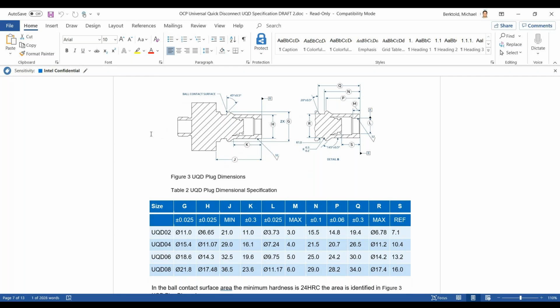That's important because there's a minimum Rockwell hardness required for that ball contact surface so you don't get galling and such. Likewise, the table's laid out similarly in that the tolerances go across the top of the page, and then the dimensions for each of these are called out in the table. Just a note on these dimensions, they've been reviewed a number of times with our partner suppliers. So these dimensions I consider to be fixed at this point.